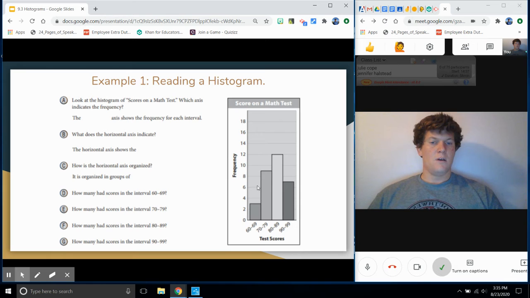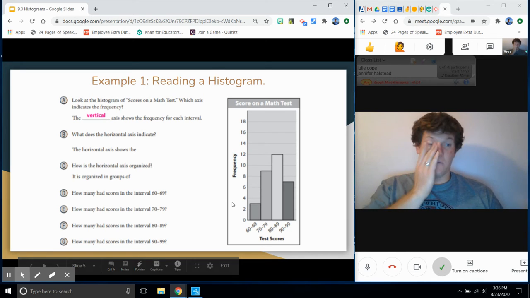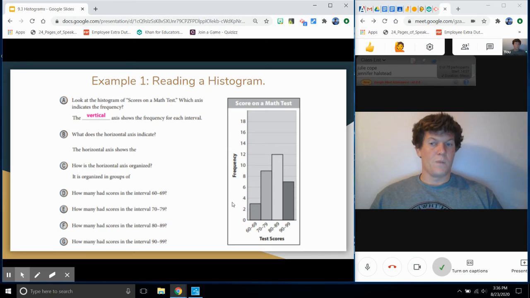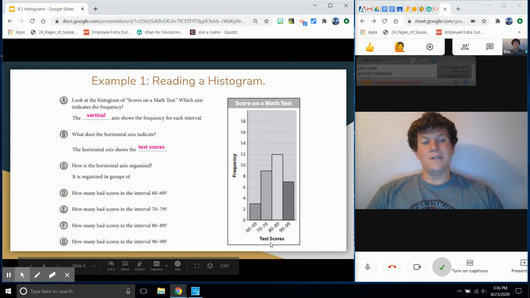Following this might be a little tricky to tell exactly what it's saying, but let's get into it. First question says, look at the histogram. Which axis indicates the frequency? Frequency means how many times it shows up. So frequency word is here on the left. That's our vertical axis. So for part A, we could say vertical. Part B, what does the horizontal axis indicate? Well, if vertical was frequency, the horizontal must be this one down here, which is our test scores. Part B was pretty easy after we figured out part A.